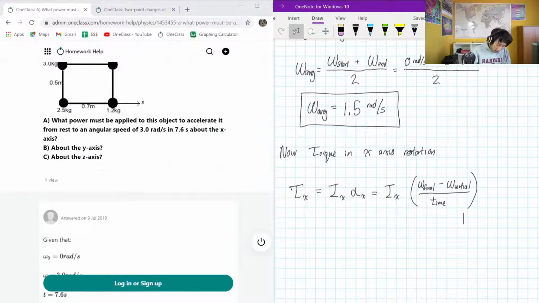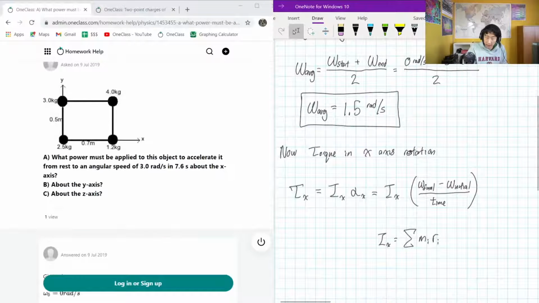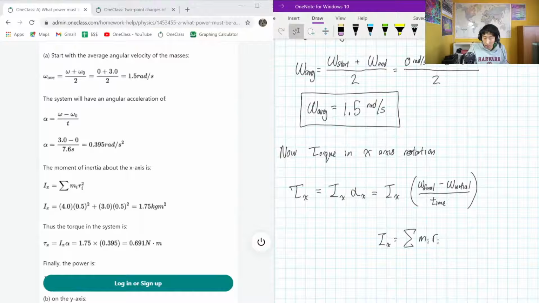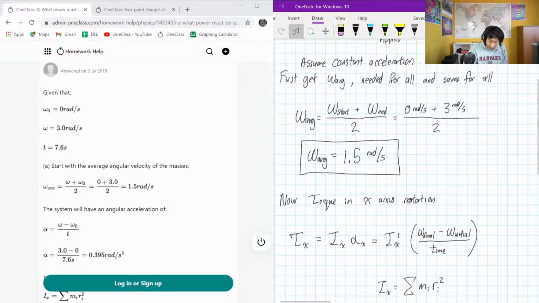And we know that the equation for moment of inertia is the sum of all masses multiplied by the perpendicular distance that they are away from the axis of rotation, squared. Okay, so in this case, we're given it as 0.5 meters. So we can sub that into here. Oops, it's r squared. My bad. Okay, so we can put that into the equation here.